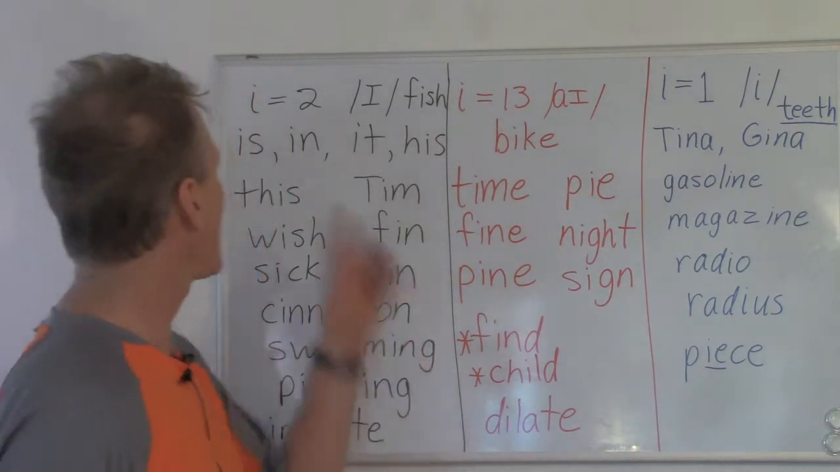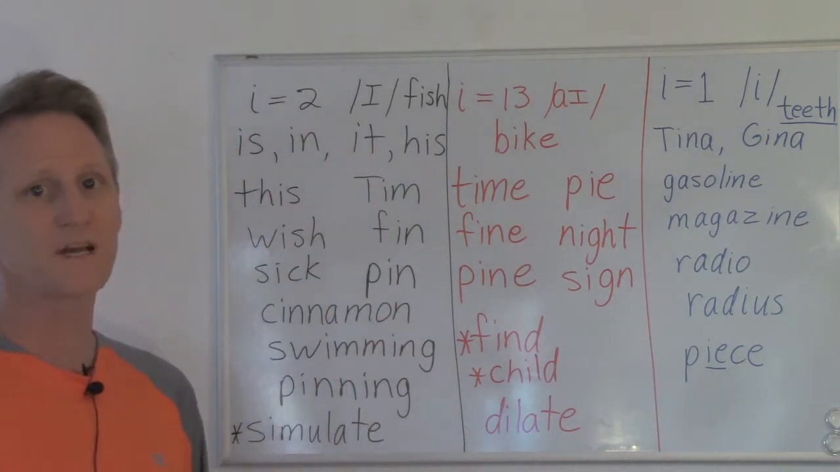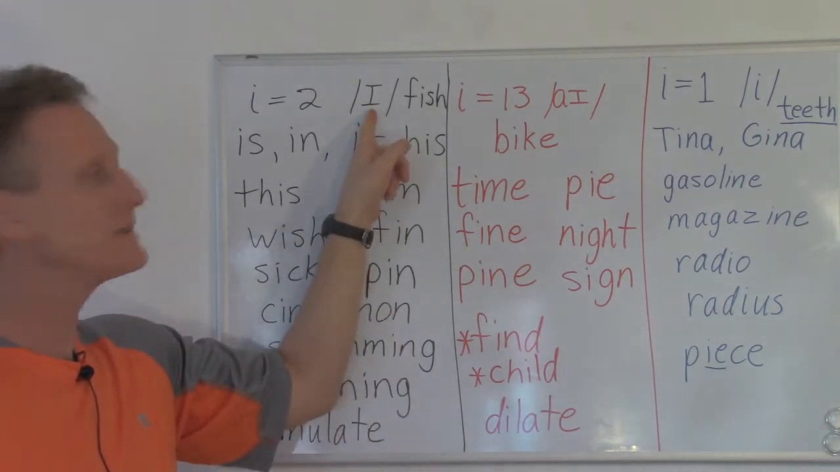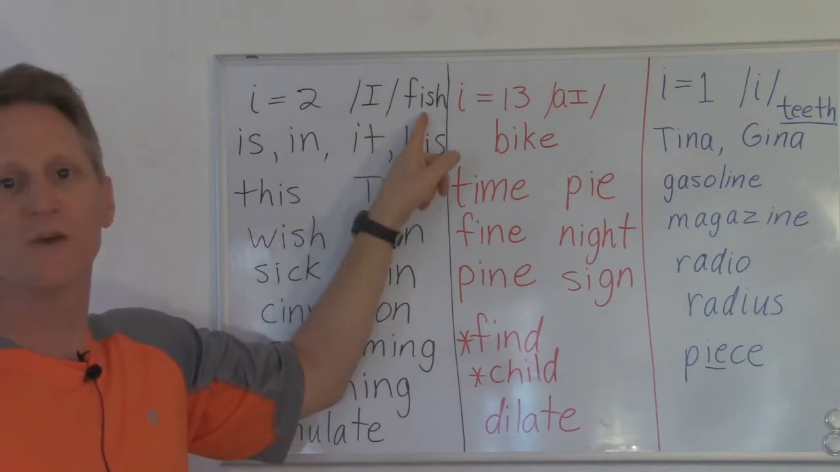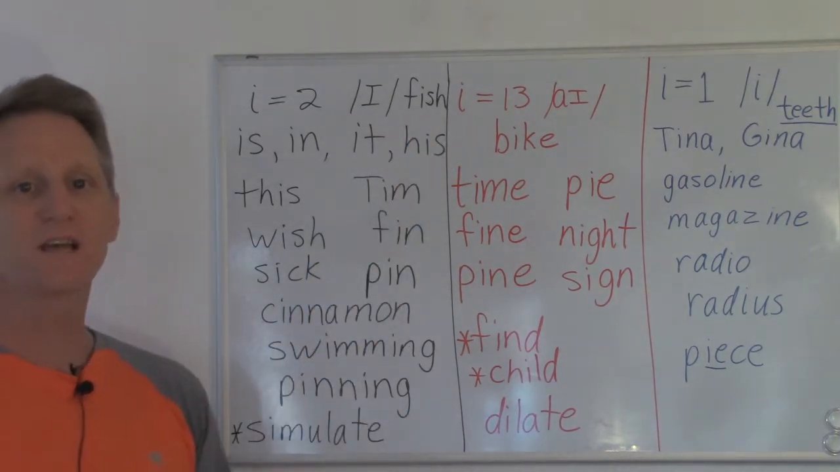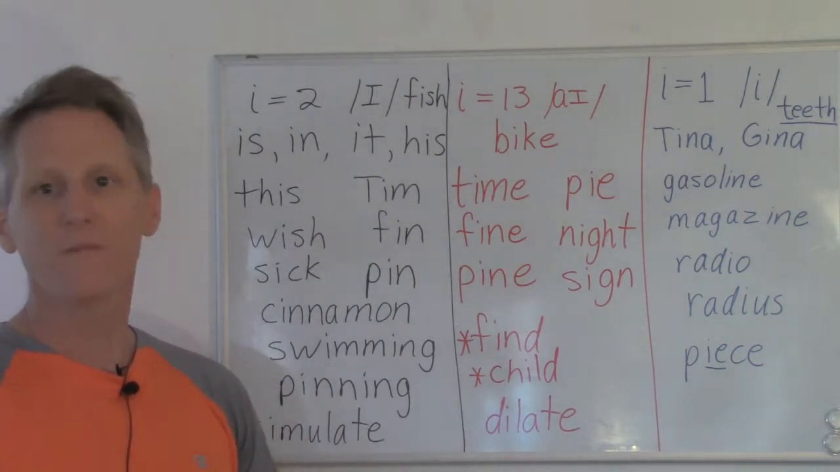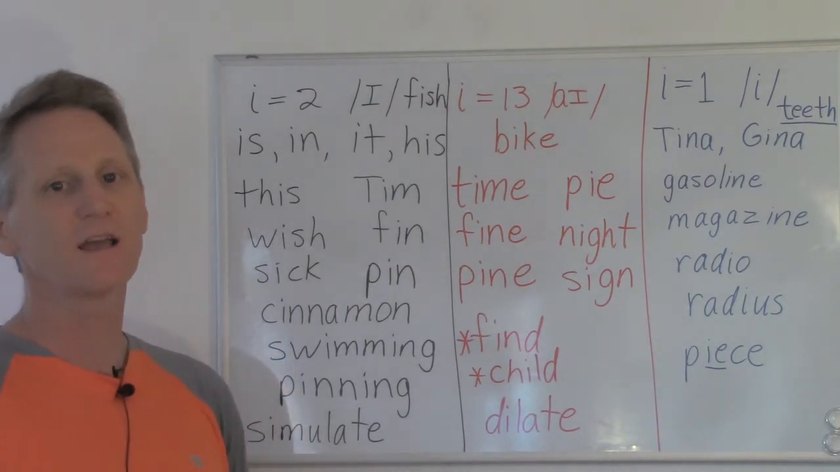We have the letter I in English associated with sound number 2 on my chart. Sound number 2 on my chart is this IPA symbol right here, /ɪ/, and associated with the keyword fish. Okay, it's a really important sound to associate with the letter I. Many common, frequently used words in English contain the letter I, and here we go.